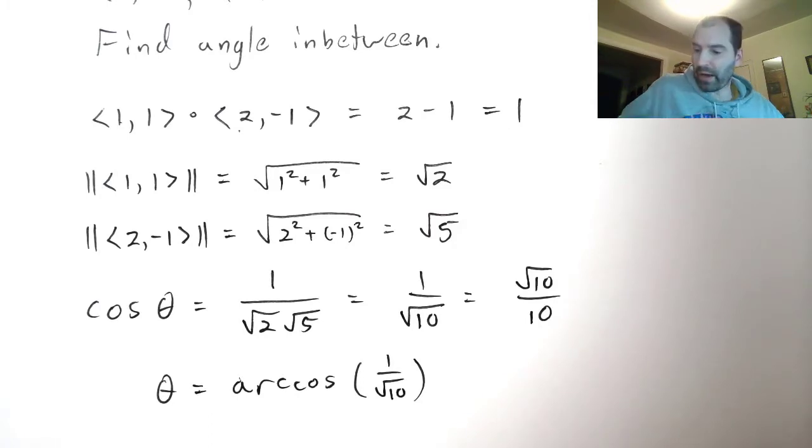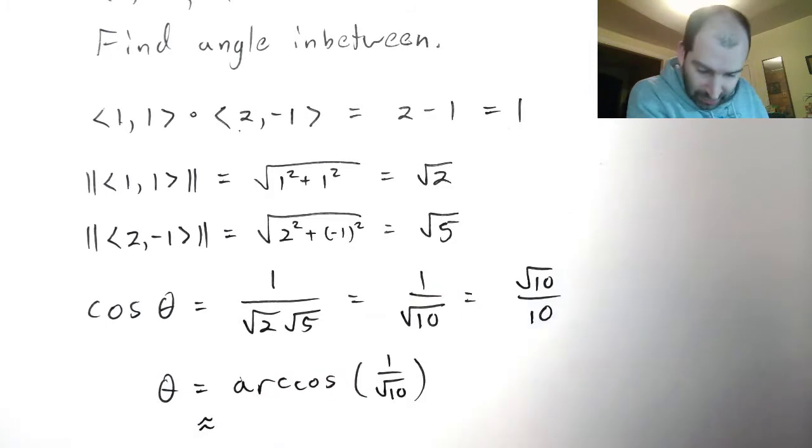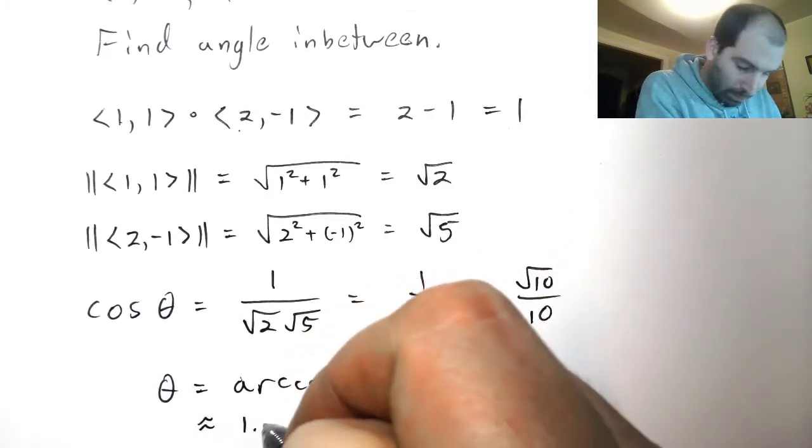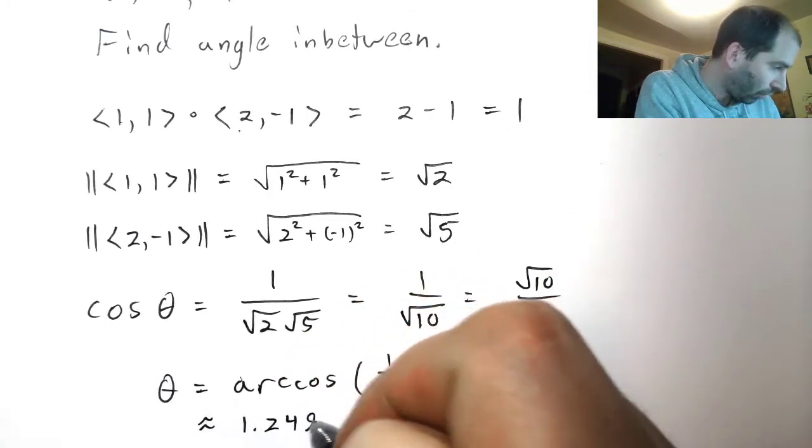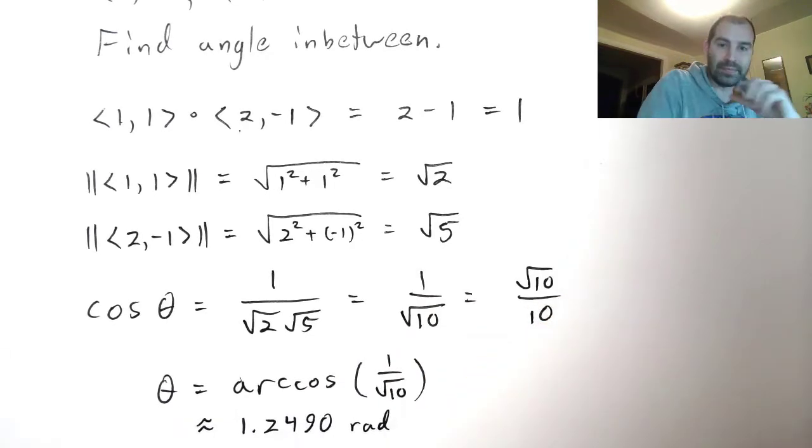All right. By the way, if you wanted to get that as a decimal, I actually did compute this ahead of time. That's about 1.2490 radians. That's the angle between those two vectors.